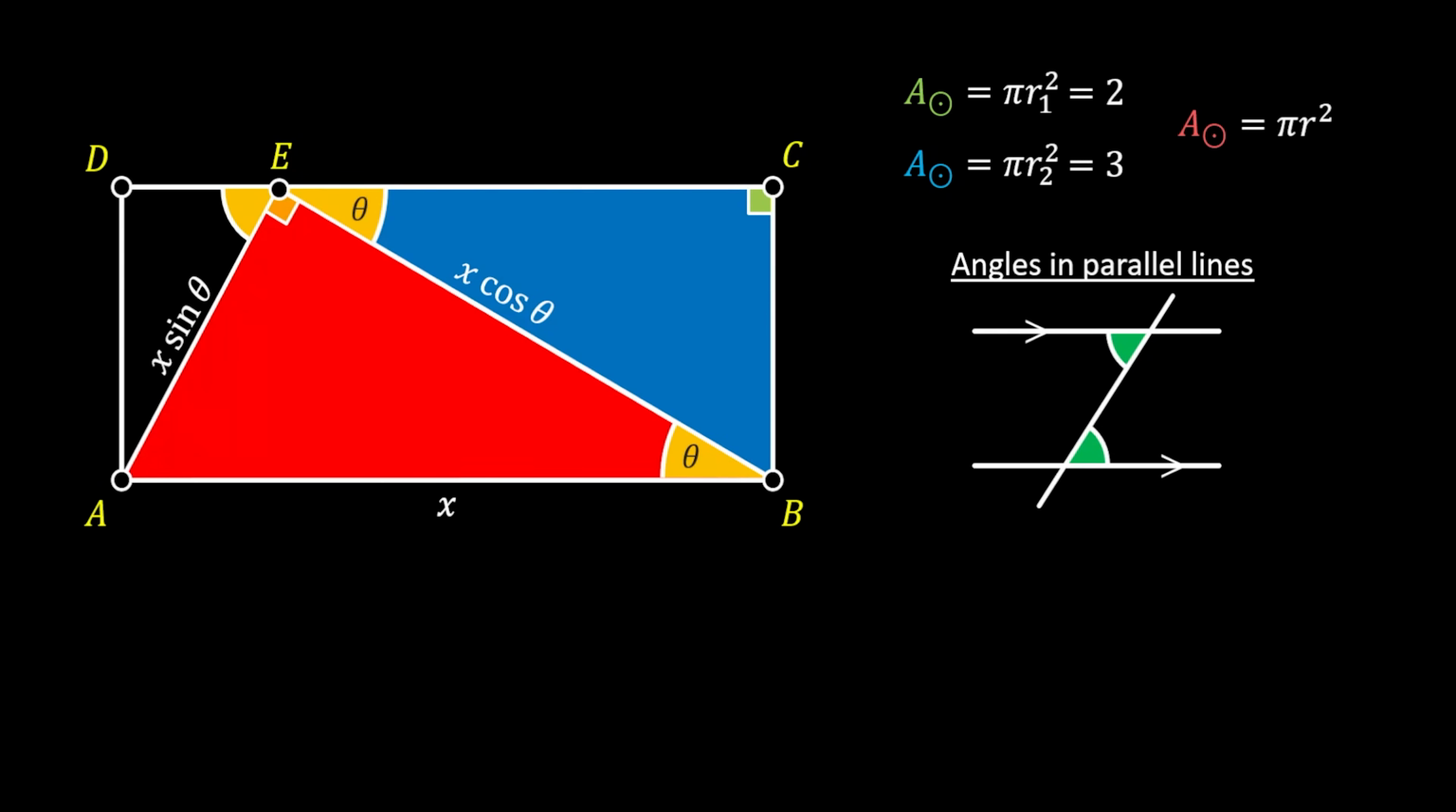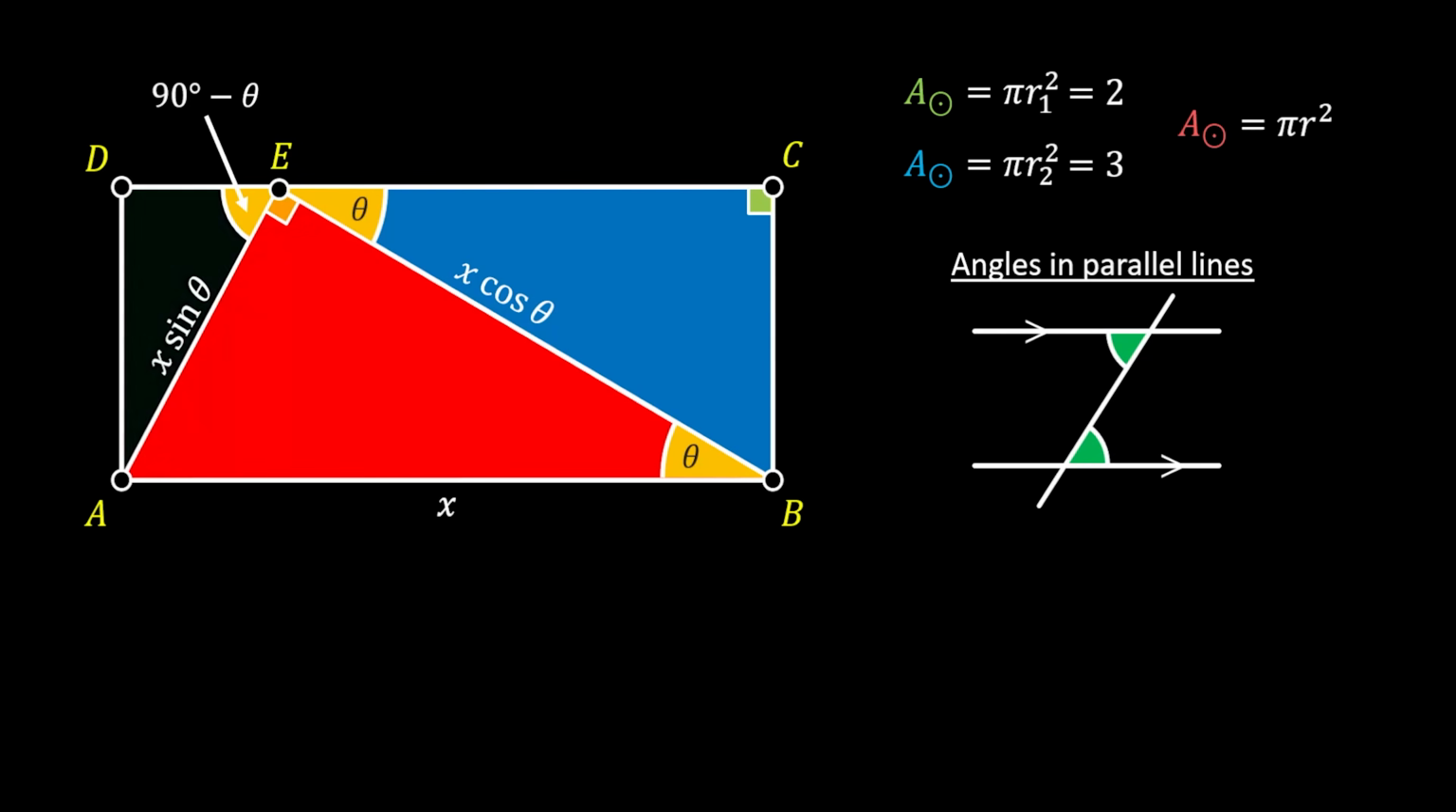Now, since all three angles must sum to 180 degrees and the angle at the middle is a 90-degree angle, this means that the sum of the two remaining acute angles on the left and the right must be 90 degrees. So, the angle DEA must have the value of 90 degrees minus theta.